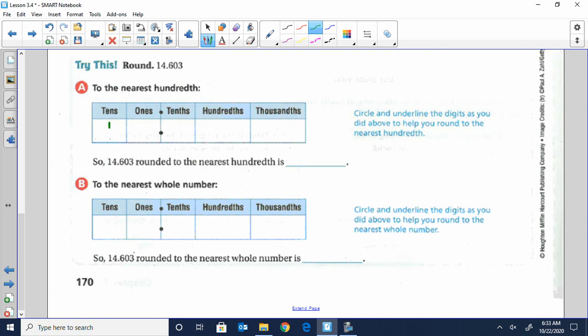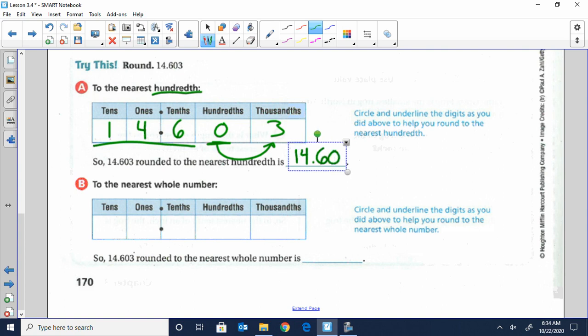All right, we have 14 and 603 thousandths, and we want to round it to the nearest hundredth. So again, we're rounding the hundredths place. This is a 0 here. We want to look to the digit to the right. The 3 tells the 0 to stay the same. So we're going to leave the 0 the same. Everything in front is also going to stay the same. So we should have 14.60. The 3 would turn to a 0, but it's going to drop off.